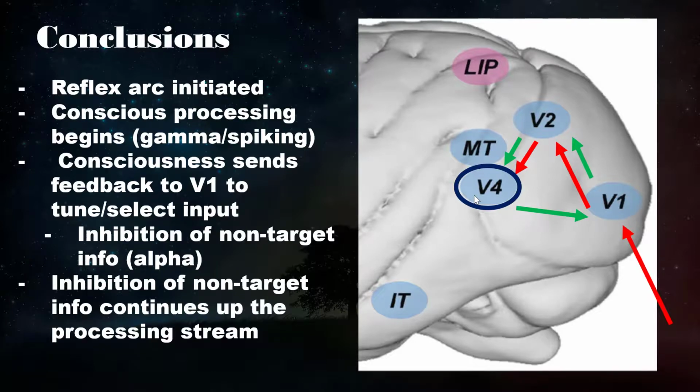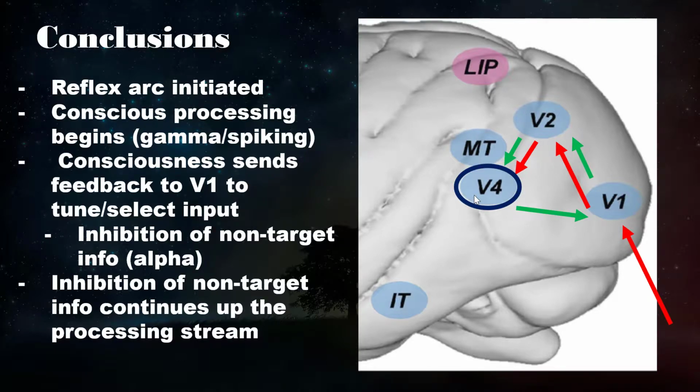And then that inhibition of non-target info continues up the processing stream, creating kind of a loop of tuning that allows stabilization in the conscious percept. So one thing to keep in mind here is that the recordings are being done in very localized areas. The tip of the electrode wire is only in one spot, only listening to a very small population of activity. But the total area of V1, V2, V4 is really big.